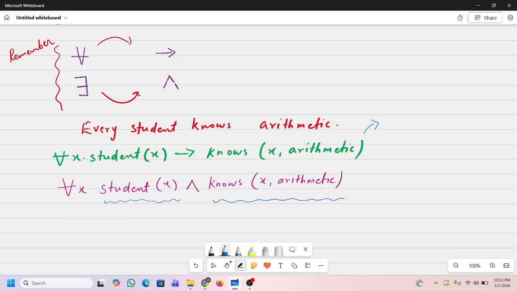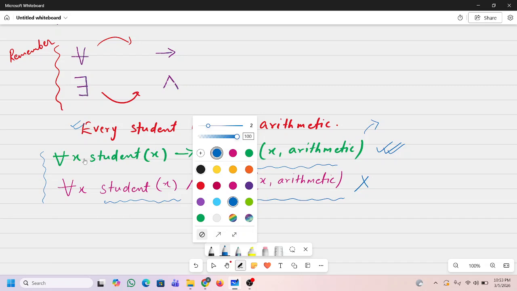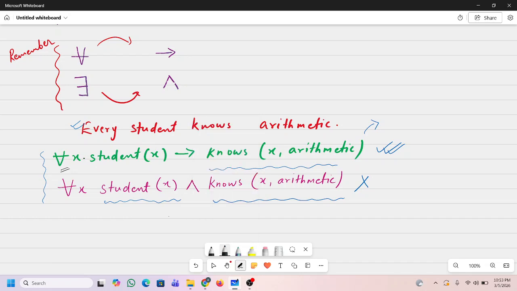But what we started with is every student knows arithmetic. That means if he is a student, then he should know arithmetic. So this is the correct choice, and this is the wrong choice, because it simply says that everyone knows arithmetic, not dependent on being a student. In an examination, you check whether it is right or wrong by checking whether the universal quantifier has an implication. Here the implication is there, and that's why it is correct.